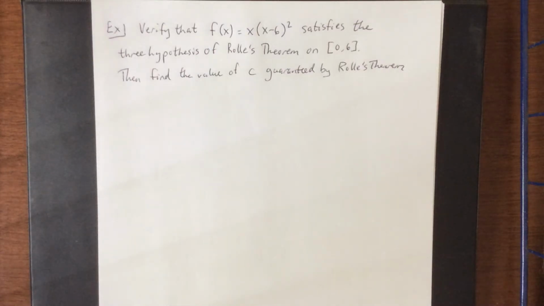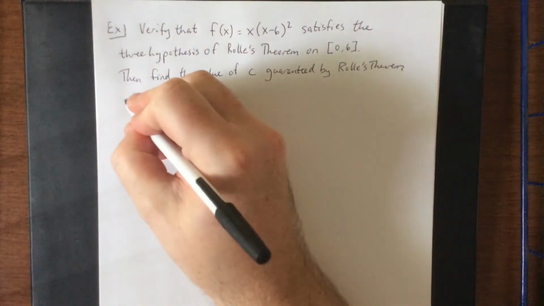So now here's an example of Rolle's theorem. We are going to verify that the function f of x equals x times (x minus 6) squared satisfies the three hypotheses of Rolle's theorem on the closed interval from 0 to 6. Then we're going to find the value of c that is guaranteed by Rolle's theorem. So the three hypotheses of Rolle's theorem for us to verify are that it is continuous on the closed interval.